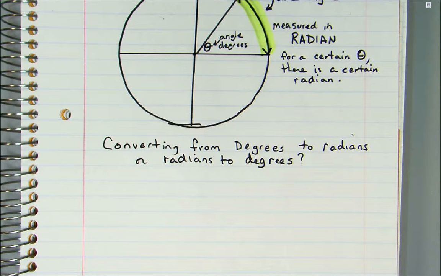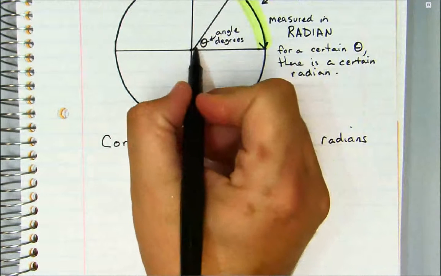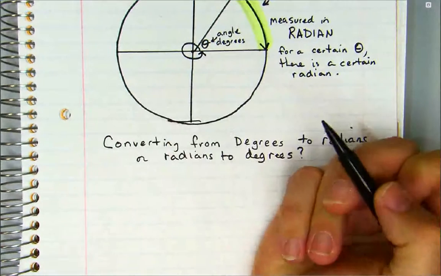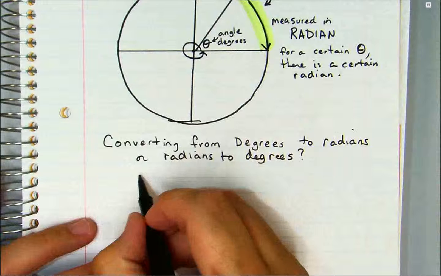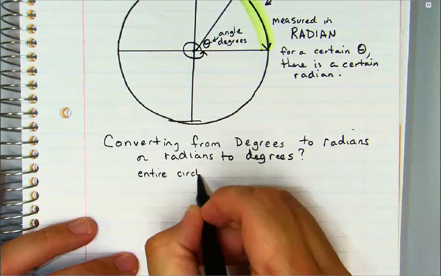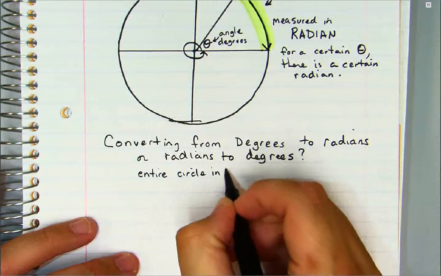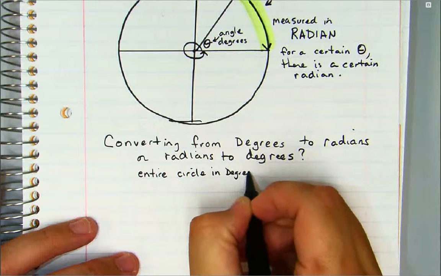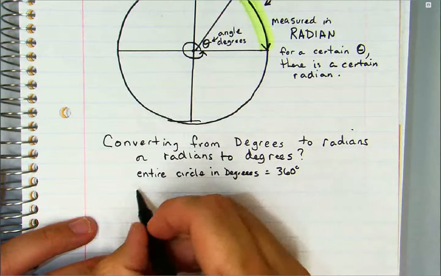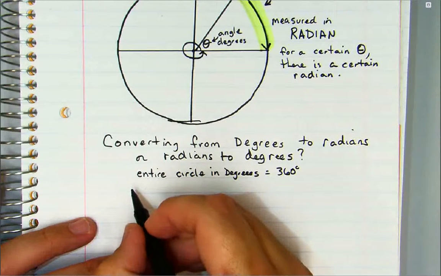We're going to use that formula about 100% of the time. Now, what is the measurement of the entire circle in degrees? Alright, so the entire circle in degrees is equal to 360 degrees, right? Now, here's where it gets a little bit tricky.